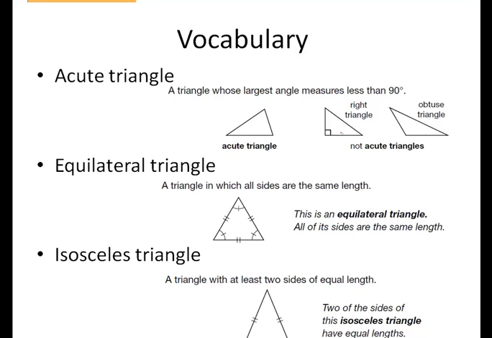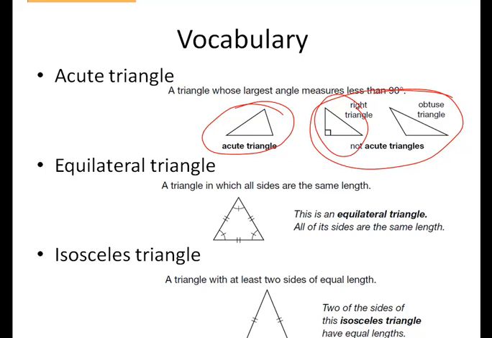An acute triangle is a triangle whose largest angle measures less than 90 degrees. Here we've got an example of an acute triangle. Then we have two examples that are not acute because they are not less than 90 degrees. This one is exactly 90 and this one is obtuse.